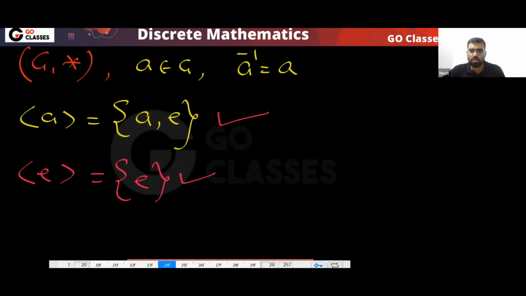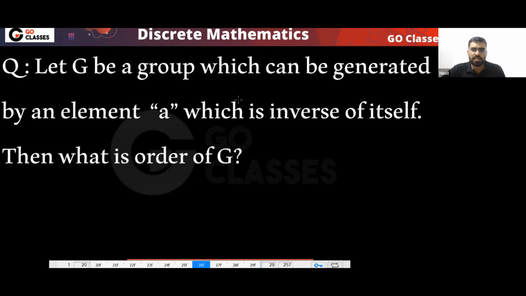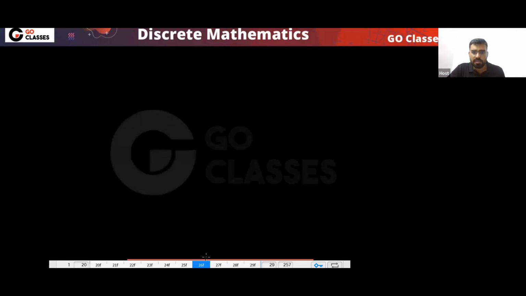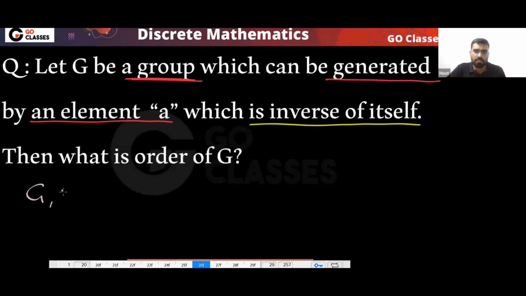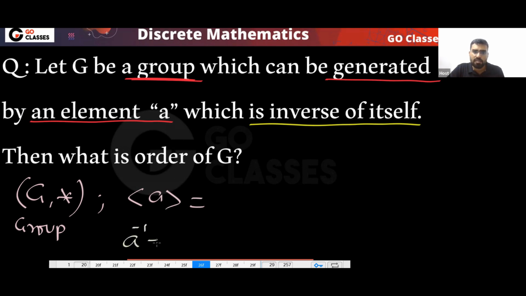Now, an interesting consequence of this question. G is a group which can be generated by a, which is inverse of itself. Then what can you say about the order of G? See, very simple. You have a group, and the question is saying that a can generate G. What is this equal to? This element can generate G, and this is given to you.